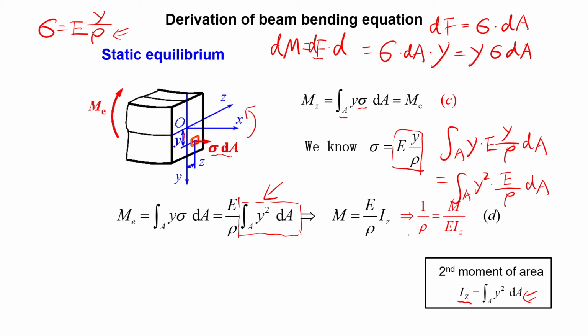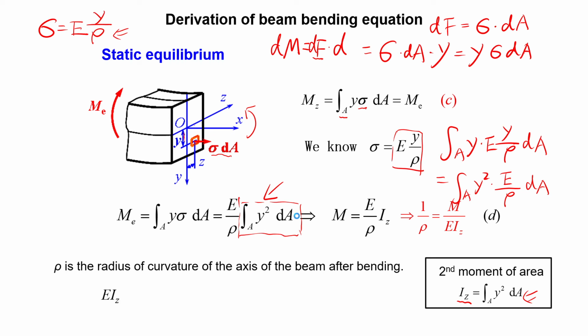And now we can rearrange that equation. 1 over rho is now equal to moment divided by EIz. Right. And rho is the thing we want to determine, the radius of curvature of the axis of the beam after bending. And EIz, if the loading is given, characterizes the flexural rigidity of a beam. So if this value is high, that means it's hard to bend a sample.